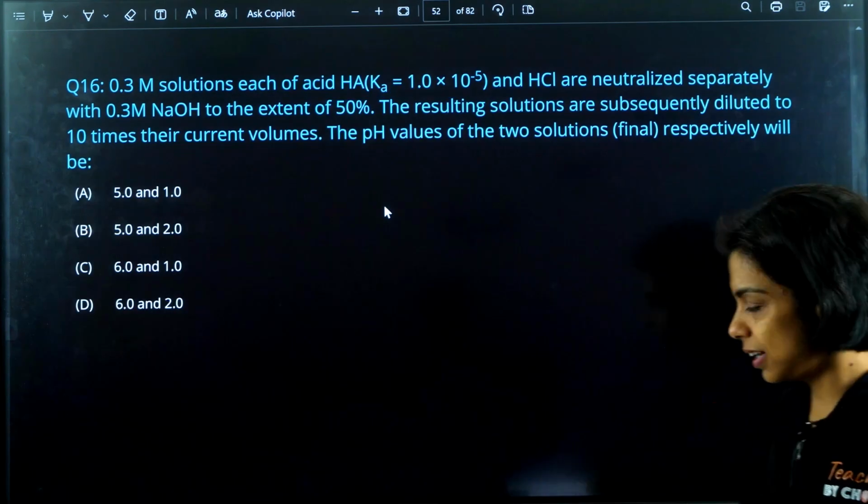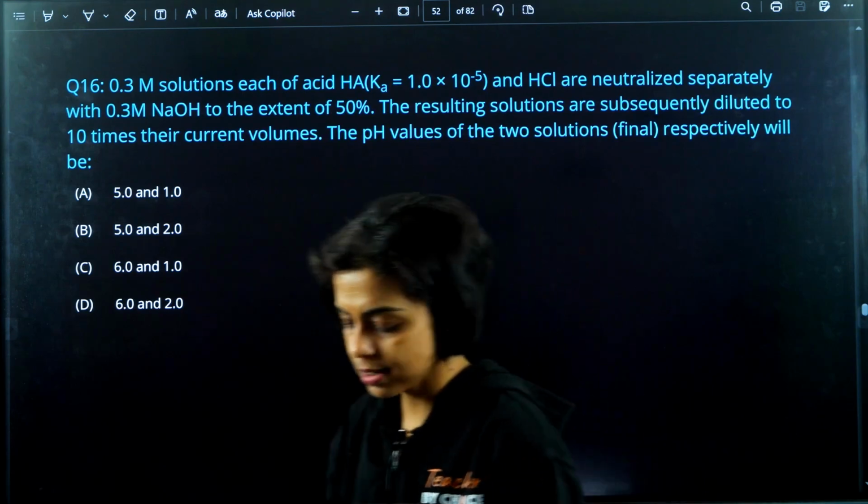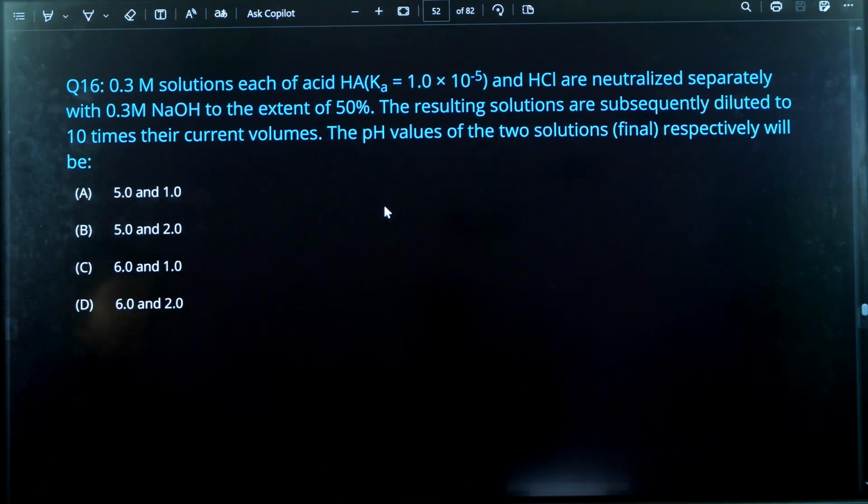So be careful. It has two steps, one with the weak acid, another with the strong acid. I'll say good, interesting question from ionic equilibrium. So the answer is B.